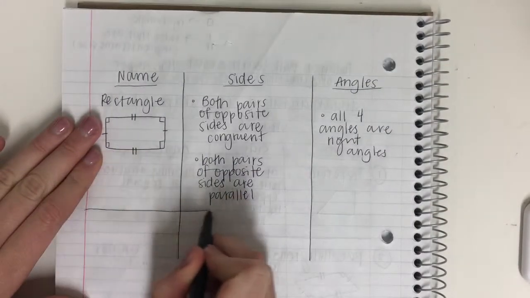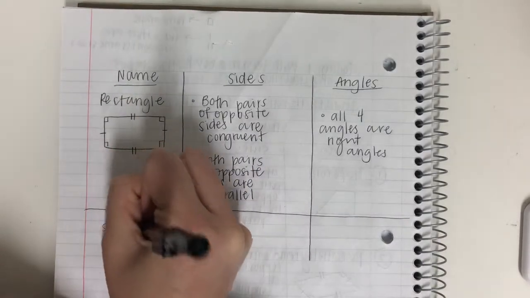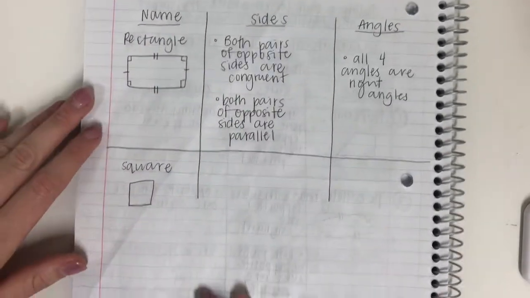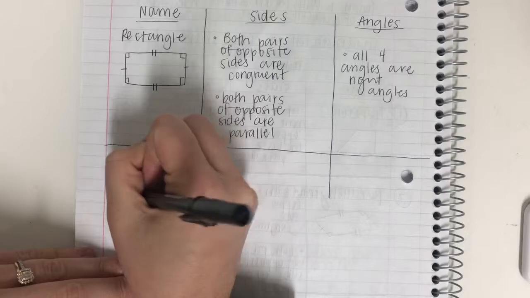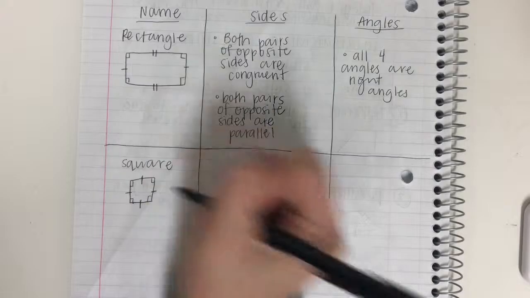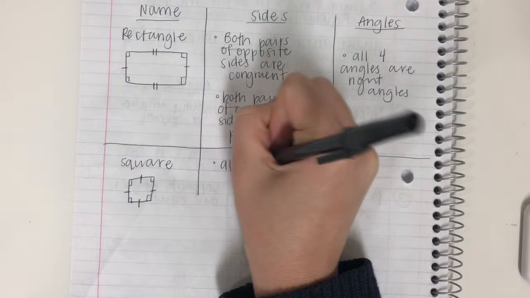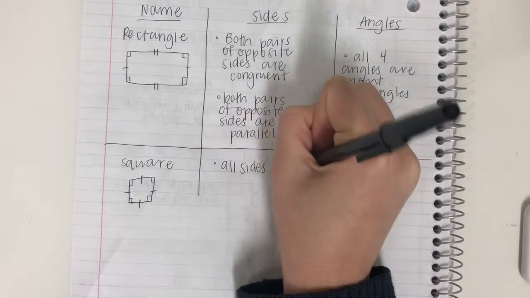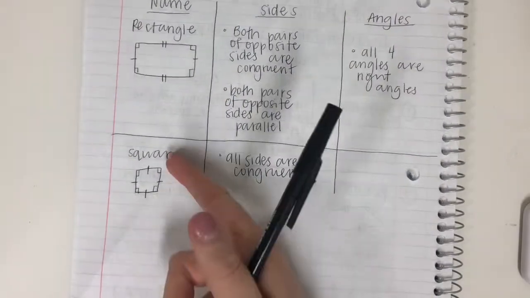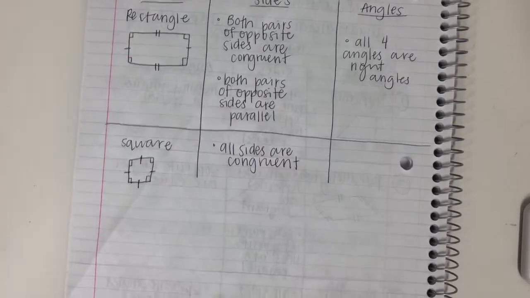Okay, and our last one is a square, which we can draw here. Oh, sorry, my square's a little wonky. Your square is probably a lot better. All the sides are equal, they're congruent, and they all have a right angle. So all sides are congruent, which means they're the same size. If you took out a ruler, they would all be the same size. Obviously mine's not, but if you saw a square, it would be.